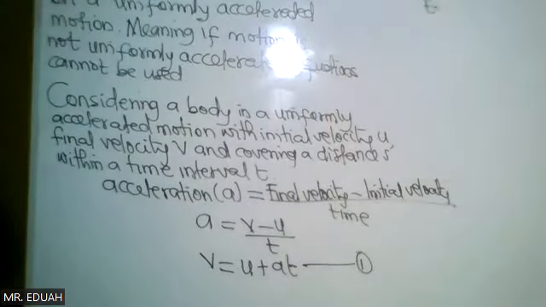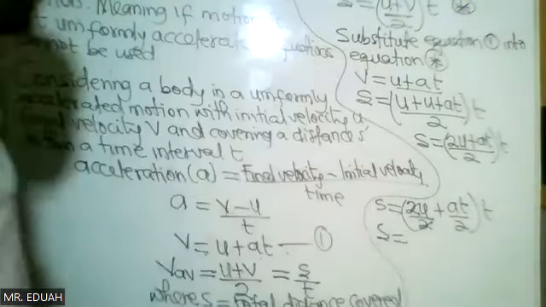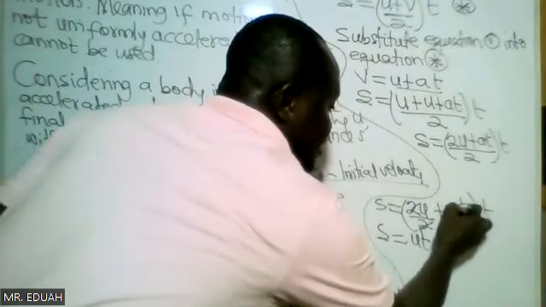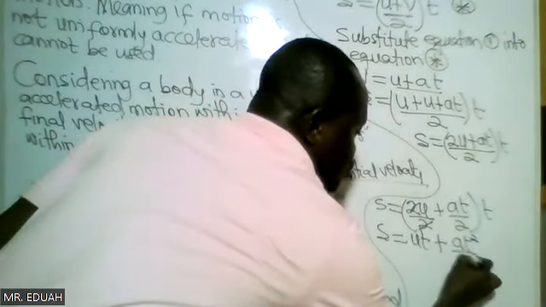So, once you have this, let's divide the numerator by the common denominator 2. It means we have S is equal to 2U over 2 plus AT over 2. Still, we have the T outside multiplying it. So this and this will cancel. And when we multiply by the T outside the bracket, we have S is equal to UT plus AT squared over 2. Ladies and gentlemen, this is the second equation of motion.